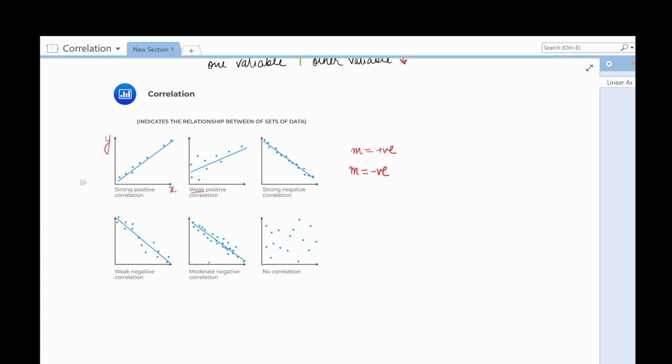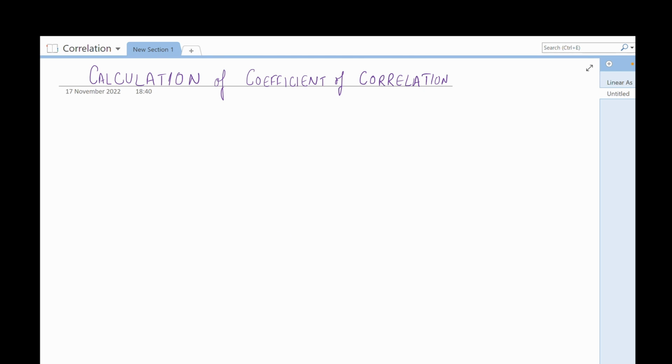This is moderately negative, and in this specific one, we see that there is no correlation because the dots are very much scattered and we cannot form any linear line as such. So here the correlation coefficient is said to be 0 since there is no correlation. Next we move on to calculation of the coefficient of correlation.